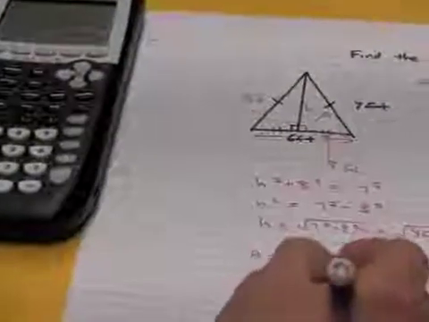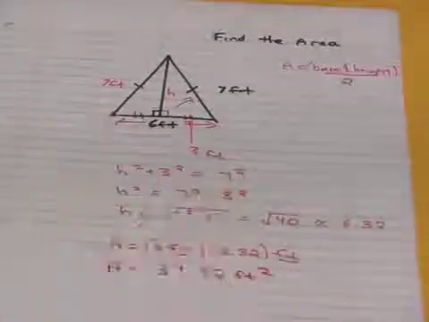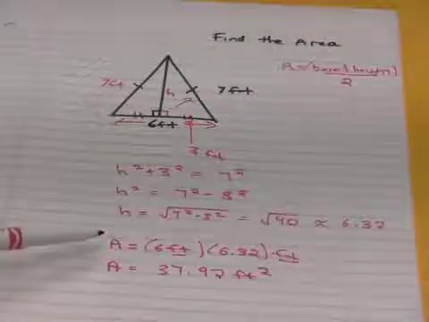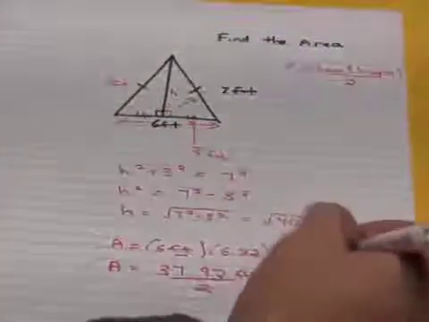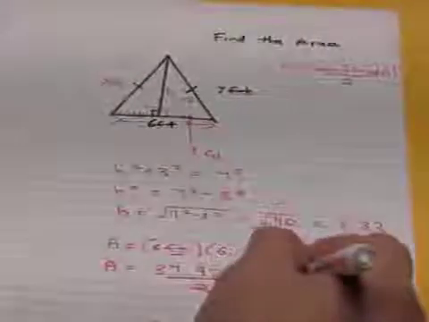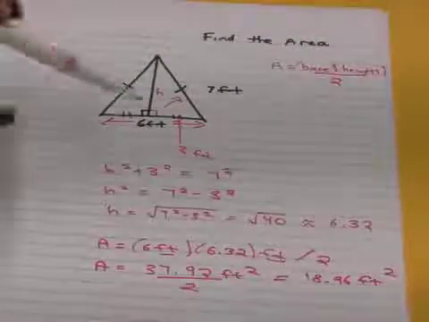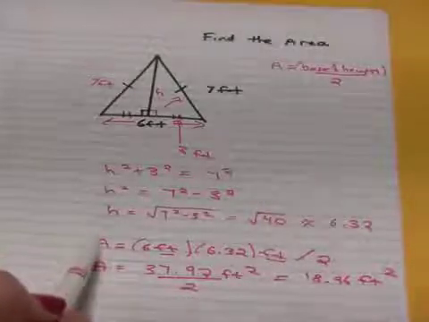And that's 37.92. Feet times feet is square feet. So, after all the work to find the height, I had to remember that the question was area. And did I find the area correctly? It's the base times the height divided by 2. So don't forget to divide by 2. 18.96 square feet. We had to use a lot of information to find the height. Once we found the height, we had to remember to find area. And when we were finding area, we had to remember to use the correct formula.